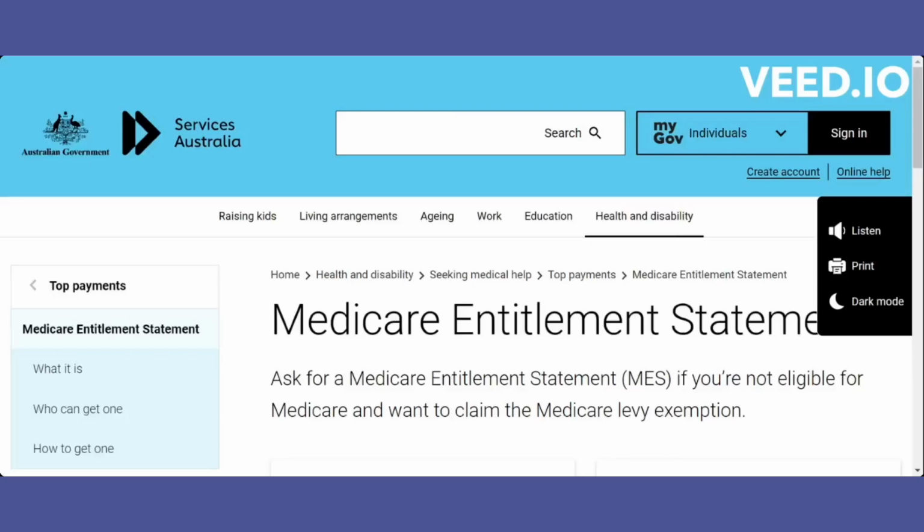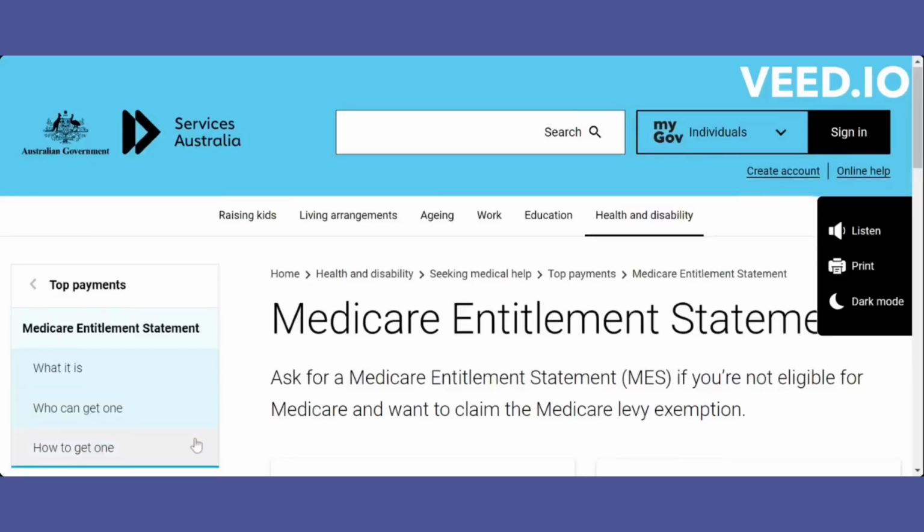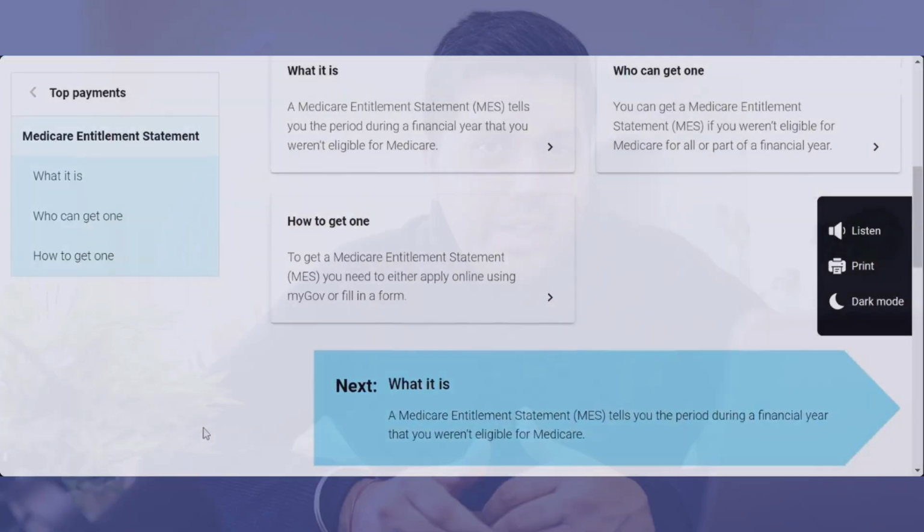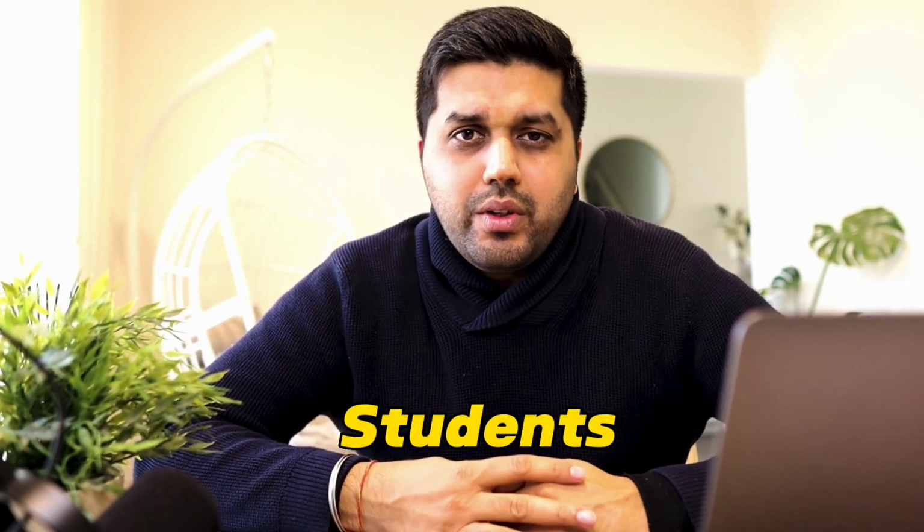Yes, very importantly, you need to go to Services Australia's website and get a Medicare entitlement certificate from them. And you need this certificate before you actually lodge your tax return. It is free to get one, but you need to go to Services Australia's website and apply for it over there. It can take a few days to arrive, so I suggest that you apply for it nice and early. But again, it's very critical to know that most international students are not eligible for Medicare, so you don't have to pay a Medicare levy in your tax returns. However, if you are entitled to Medicare, then you will end up paying the Medicare levy as well.